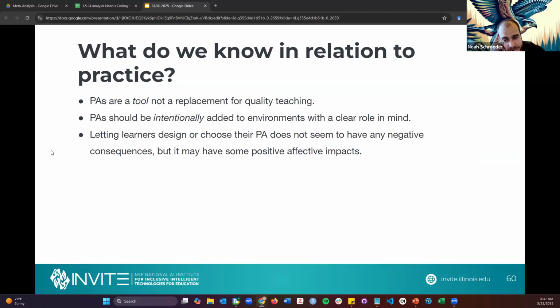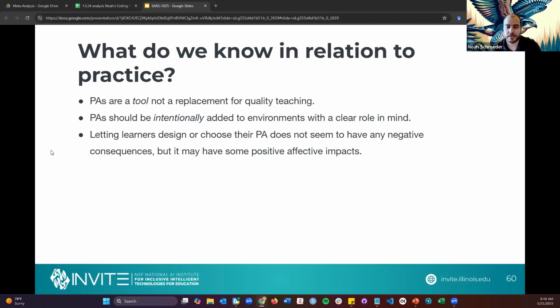So what does this mean for practice? Agents are a tool. They're not a replacement for quality teaching. I hate that I say that 5 times in every talk I give about agents, but I feel like especially with LLMs and all the AI stuff, I really need to say this. Pedagogical agents are a tool for teachers to use. They are not a replacement for a teacher. But that said, they should be intentionally added to environments with a clear role in mind. Just slapping an agent into a learning environment isn't necessarily going to be the best use of an agent or the time or money required to do that.